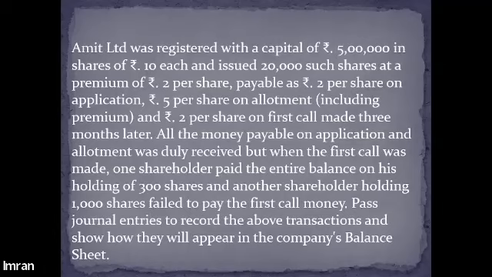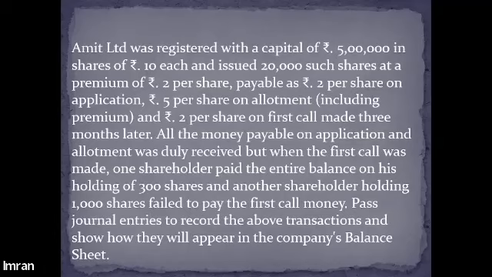See, I'm reading the sixth line. It says all the money payable on application and allotment was duly received. All right. So we have received all the money from 20,000 shares regarding application and allotment. But when the first call was made, one shareholder paid the entire balance on his holding. Entire balance means the first call as well as the final call. Along with the first call, he also paid for the final call.